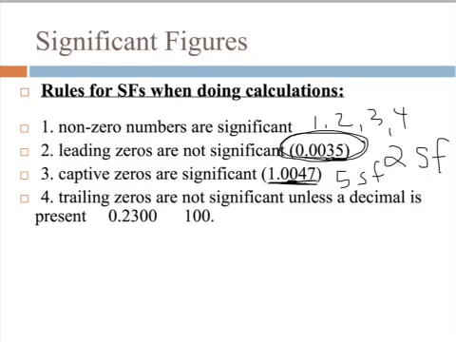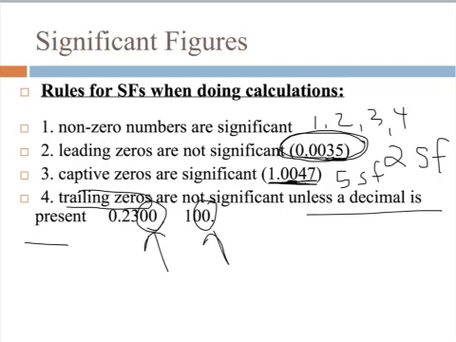Trailing zeros, rule number 4. They're not significant unless a decimal is present somewhere in the number. Doesn't matter where it is, the decimal has to be present. So what is a trailing zero? They're zeros that come at the end of a number. See here? At the end. These are trailing. This is not trailing. That's called a leading zero, as seen in rule number 2. So we're not talking about that zero.